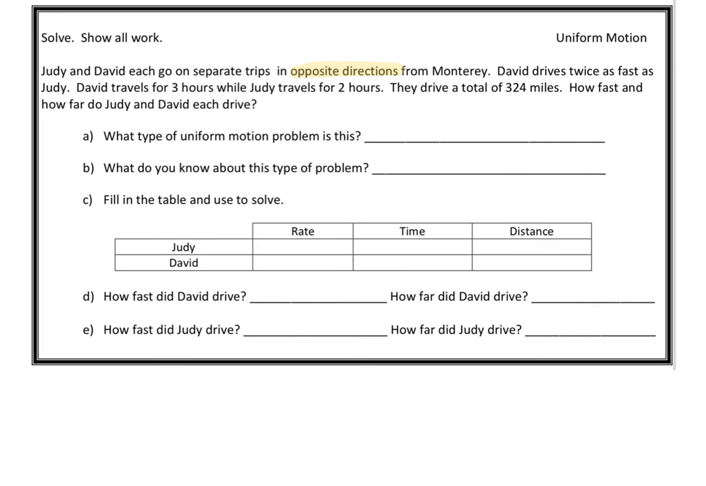So the first thing they ask us is, what type of problem is this? Well, they told us what type of problem. This is an opposite direction. So this is an opposite direction type of problem. Well, what do we know about opposite direction problems? We know that the two distances, distance 1 plus distance 2, should equal the total distance apart.